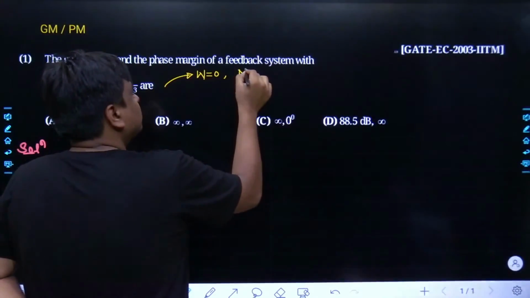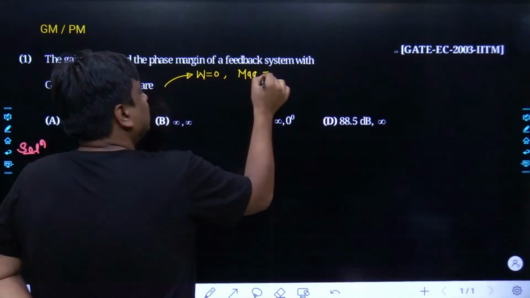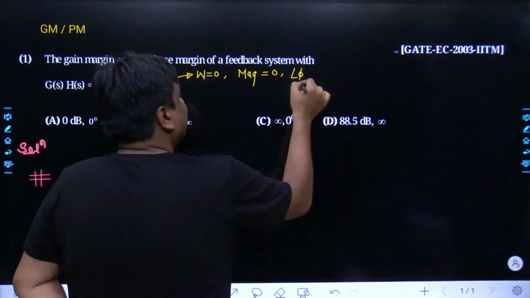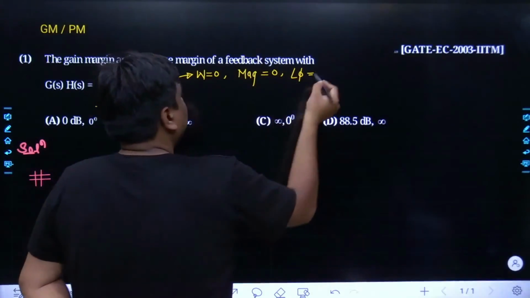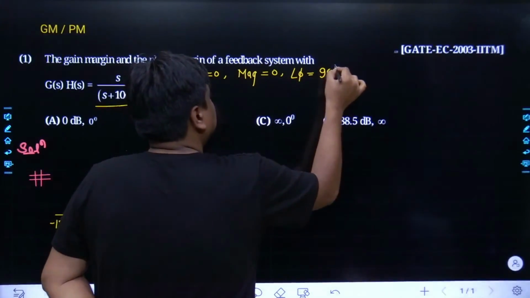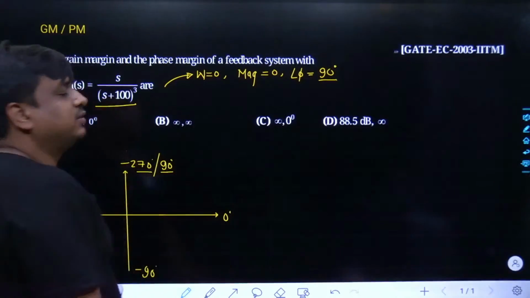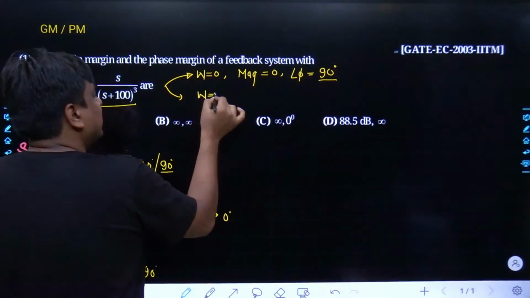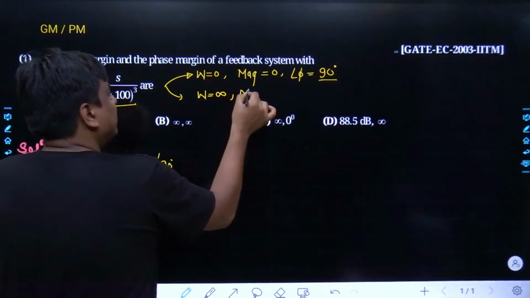So the magnitude offered by the system at omega equals 0 would simply be 0, and similarly the angle offered by the system at omega equals 0 would simply be plus 90 degree. Similarly, if you take omega equals infinity, which is the largest value of omega, may you know what would be the magnitude over there?